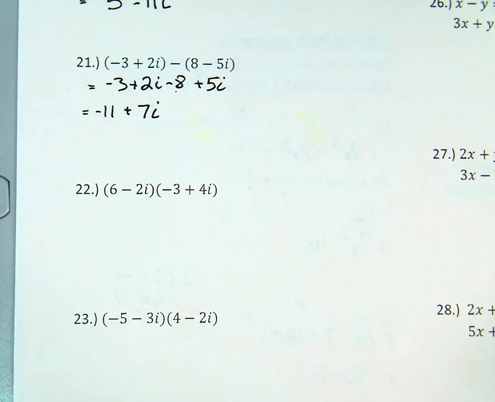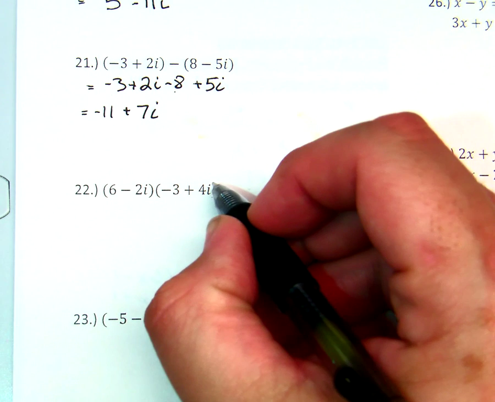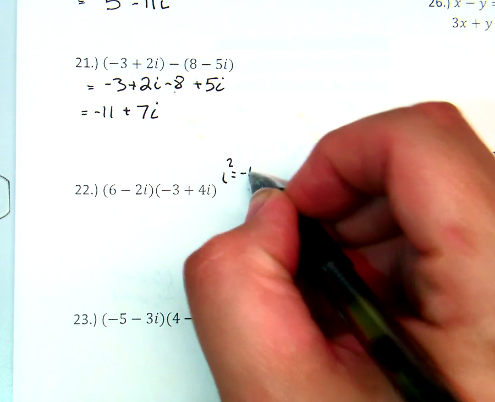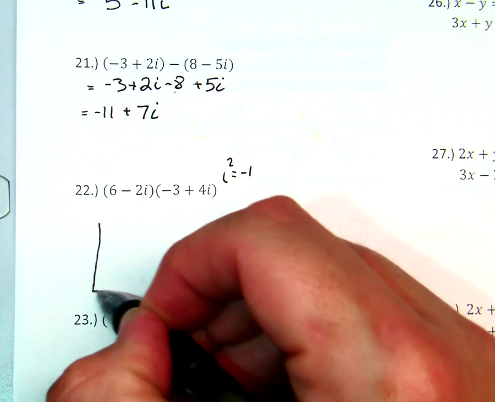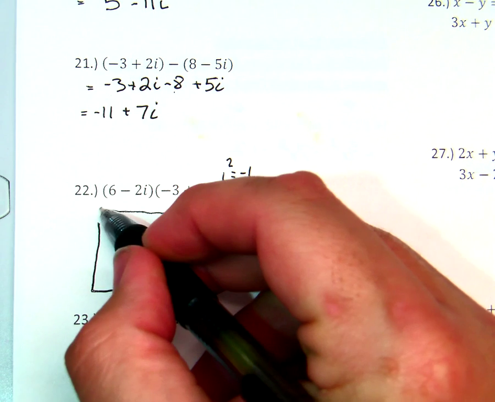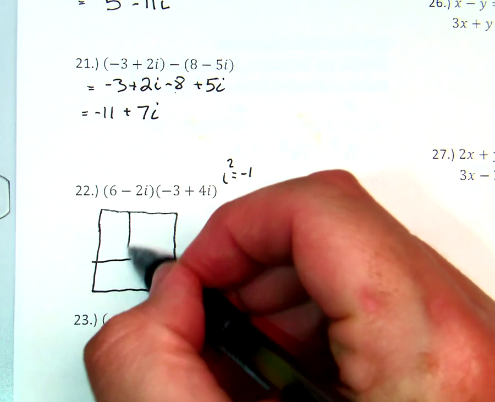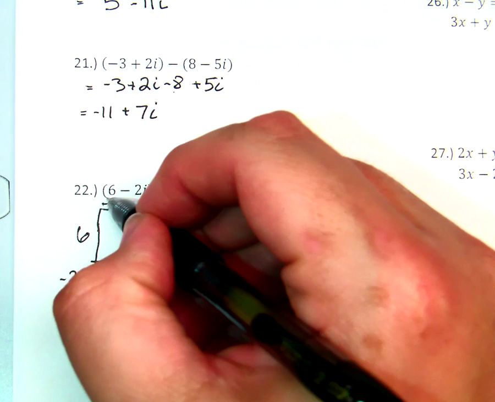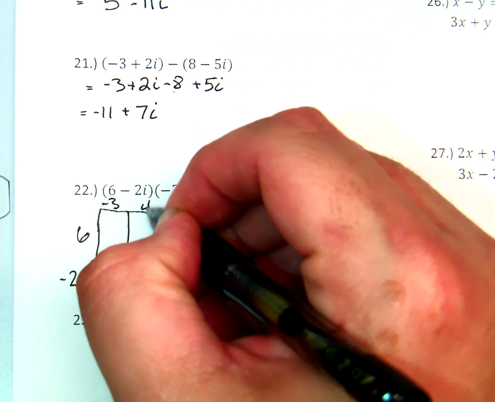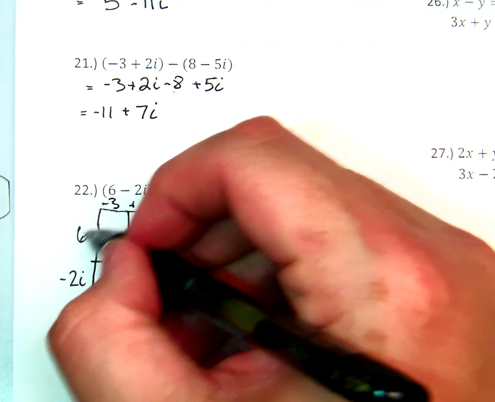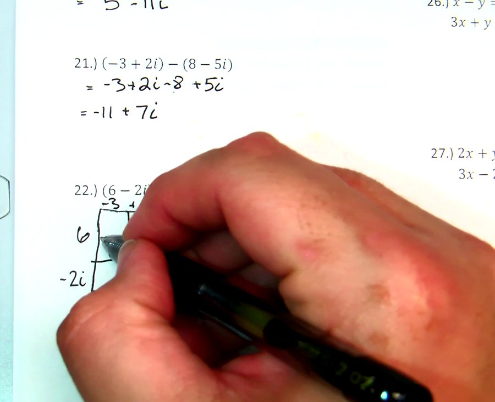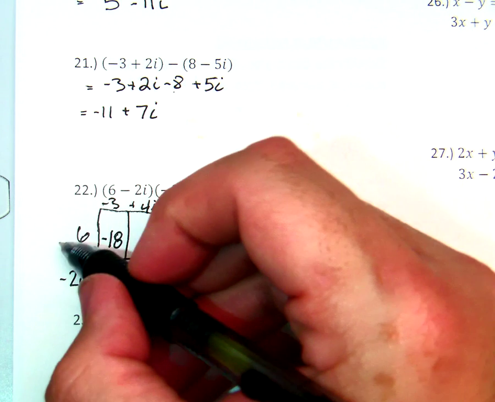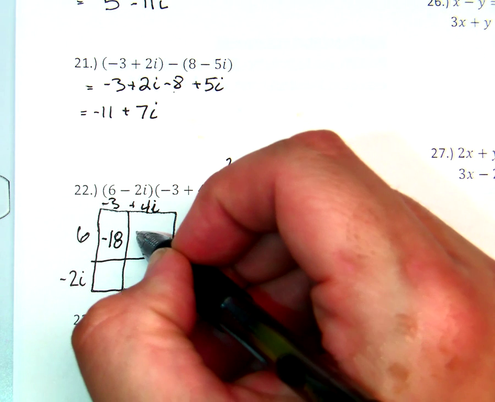Now, when you're multiplying, just beware of i squared. Remember that i squared is equal to negative 1. So for multiplying here, what's negative 6 times negative 3? 18. Negative 18. 6 times 4, that's plus 24i.